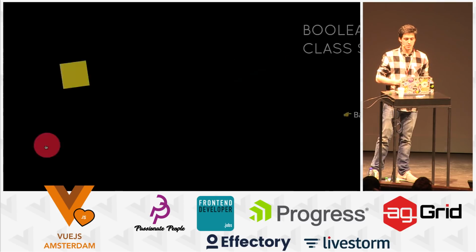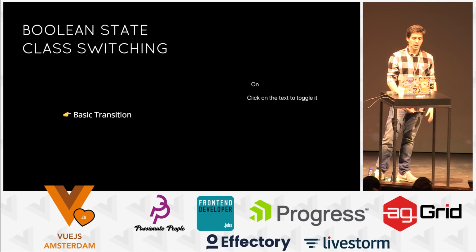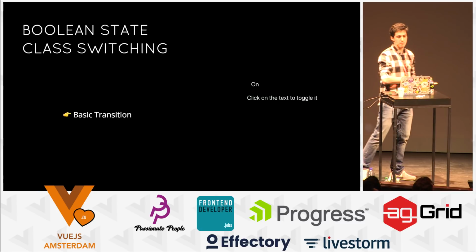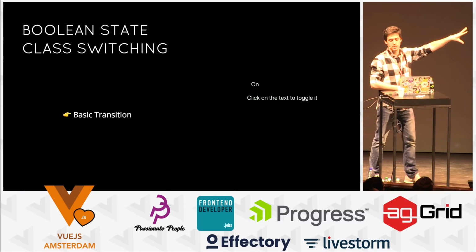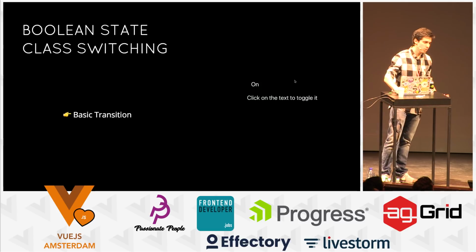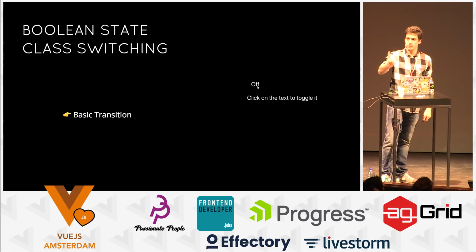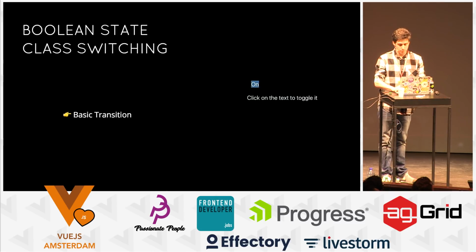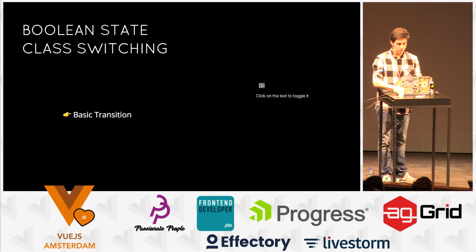Okay, so the first one, which you have probably used, is Boolean state class switching. Whenever you see that little finger there with the text, it means that you can check the demo, and it will be displaying the same thing you see on the right. So this is the most basic kind of state transition. You have a Boolean value that will switch a class and will, for example, trigger a transition. You can do it with an on-off switch. And if you do it very quickly, if I keep clicking, you can see that the transition doesn't finish, because easing transitions have a duration. They have to finish before being able to go on to the next one.